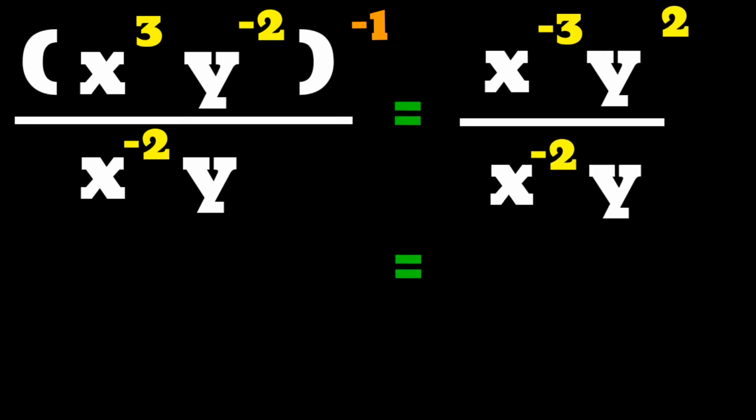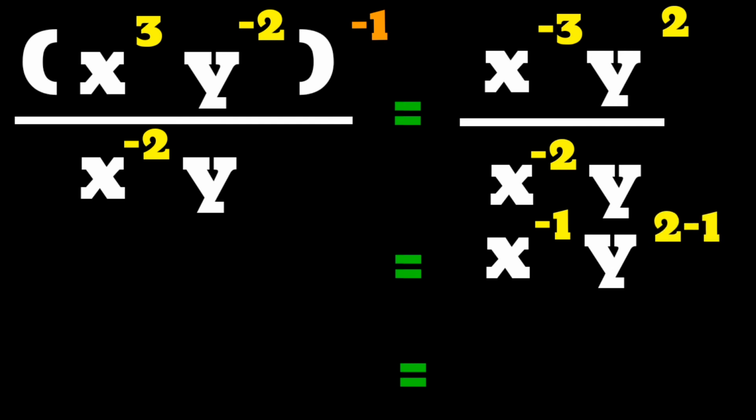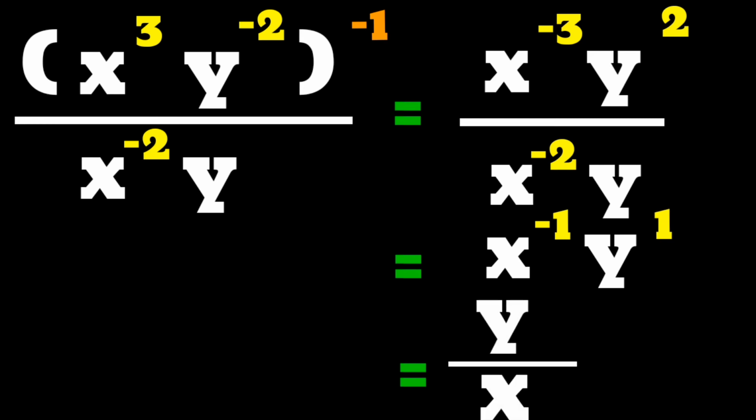Rewrite: x to the negative 2, y to the first power. Division rule: copy the base x and subtract exponents, negative 3 minus negative 2 equals negative 1. Copy the base y and subtract exponents, 2 minus 1 equals 1. So the final answer is y over x.